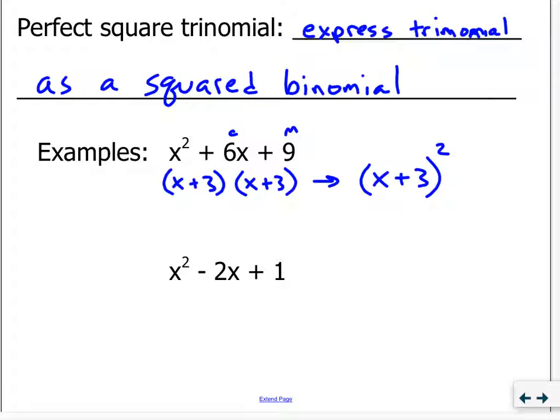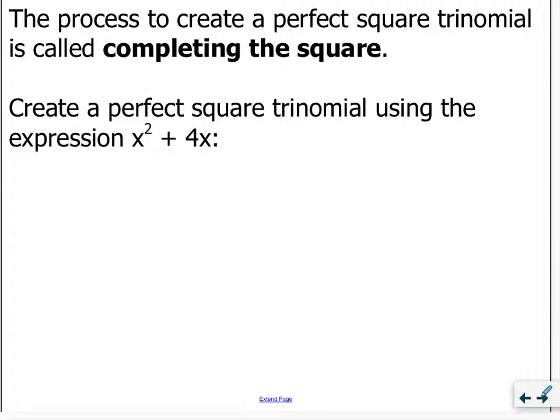Let's do the next one as well. So again, now we're looking for numbers that multiply to 1 and combine to a negative 2. So if we do our factoring, it's going to be x minus 1 times x minus 1. And again, if we're going to rewrite it as a squared binomial, we're going to write it as x minus 1, that quantity squared, so the square of x minus 1. So that process that we're going to do, though, to create these perfect square trinomials is called completing the square.